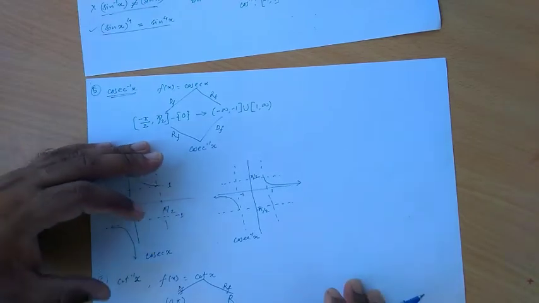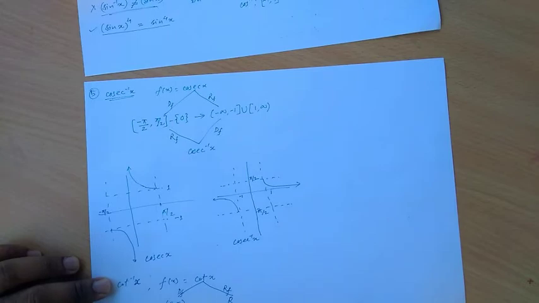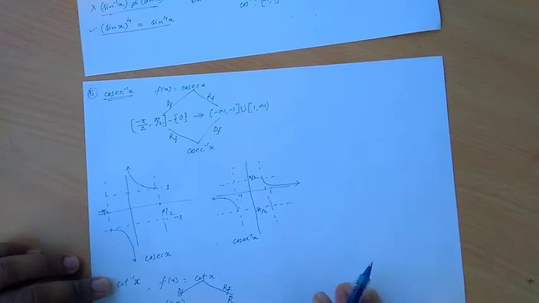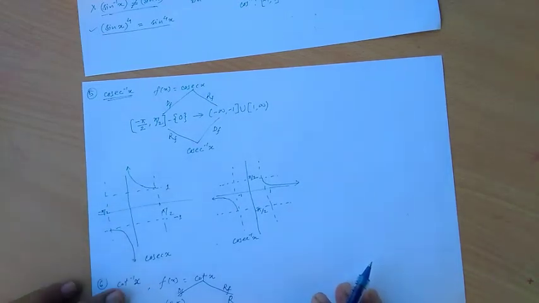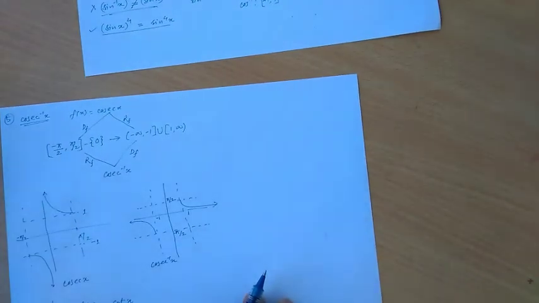Cotangent inverse of x will get the same thing. This is the domain and this one is the range. So let us see the graph of that.